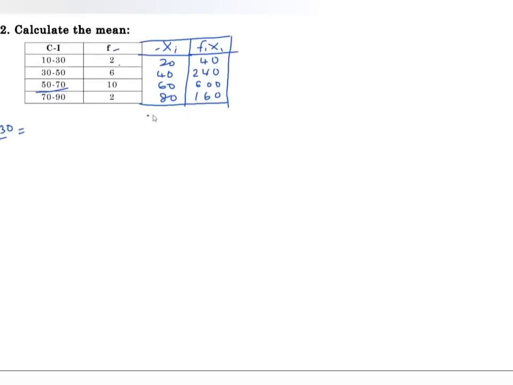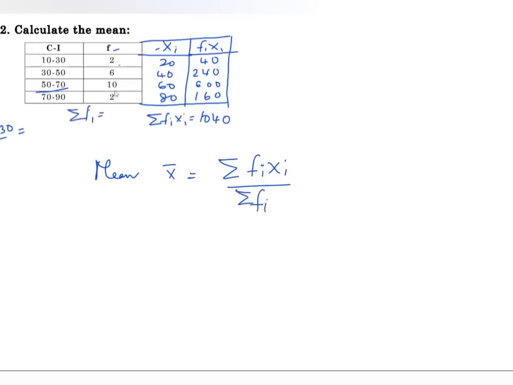What you get is sigma Fi Xi, that is the sum of the products Fi Xi. What is it? 1040. Now the mean, x bar equals sigma Fi Xi by sigma Fi, that is the sum of the frequencies. Sigma Fi equals what? 2 plus 6 is 8, 8 plus 10 is 18, 18 plus 2 is 20. What we got is 20.